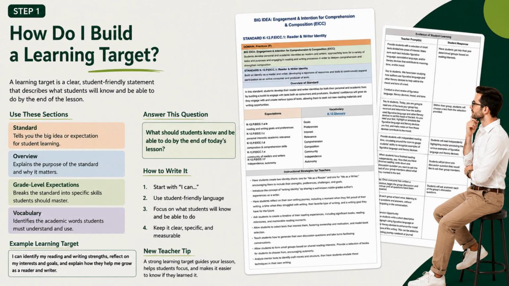Every great lesson starts with one question: what should students know and be able to do by the end of today's lesson? That's your learning target. Instead of starting with activities, start with the standard, read the overview to understand the purpose, unpack the grade level expectations into teachable skills, and identify the key vocabulary students will need. Then write a clear, student-friendly statement that begins with "I can" and focuses on what students will actually learn, not just what they'll do. A strong learning target becomes the destination for your lesson, helping you plan instruction with purpose and giving students a clear understanding of what success looks like.